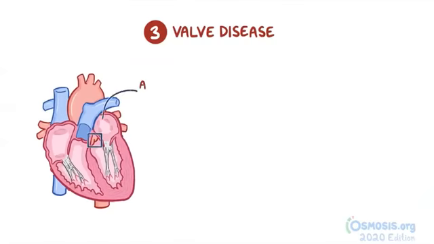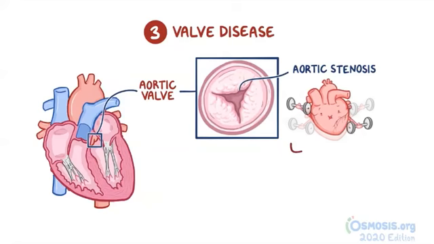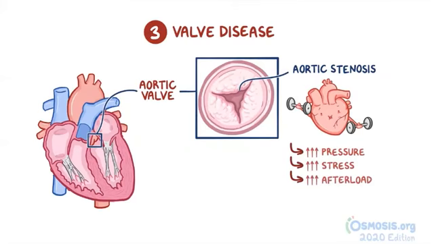And finally, let's look at valve diseases. First, let's start with the aortic valve, which is between the left ventricle and the aorta. If the aortic valve doesn't open all the way, which is called aortic stenosis, the heart must generate more pressure in order to eject blood during systole. This increases the stress on the left ventricular wall, therefore increasing afterload.